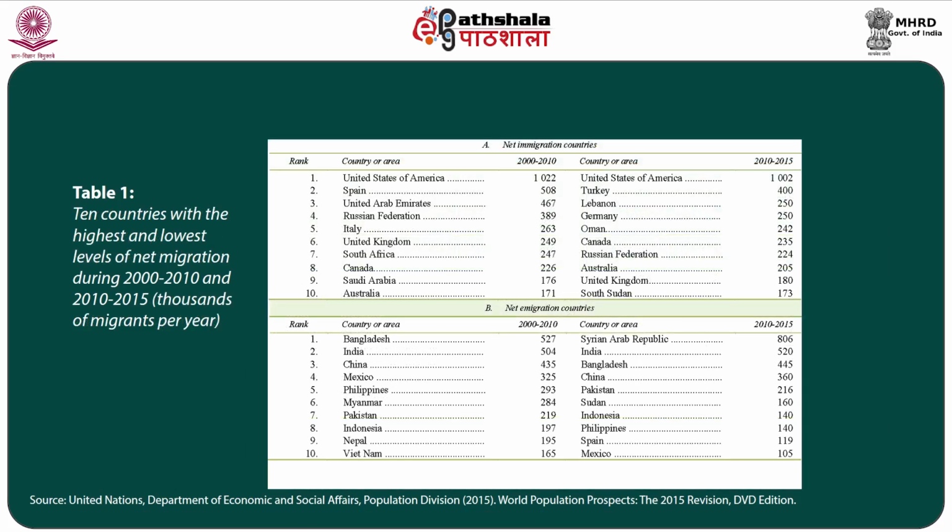Table 2 gives the top 10 countries with the highest and the lowest levels of net migration. During 2000 to 2010, the top 10 countries with net immigration were United States of America, followed by Spain, UAE, Russian Federation, Italy, UK, South Africa, Canada, Saudi Arabia and Australia.